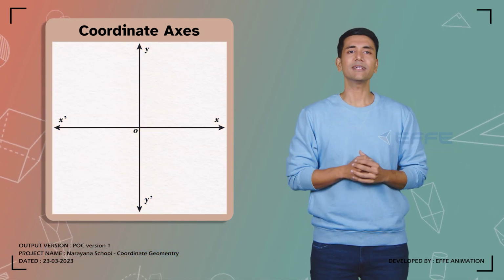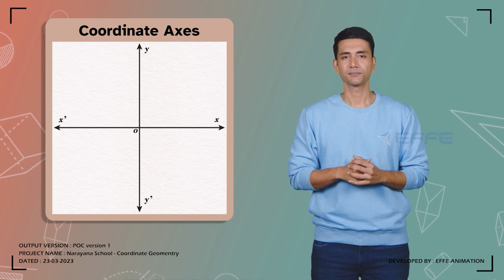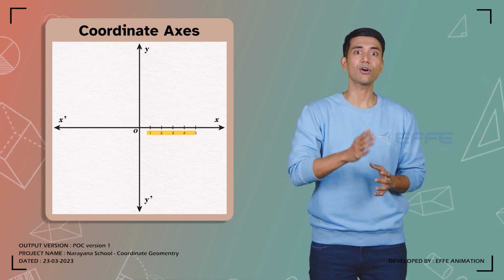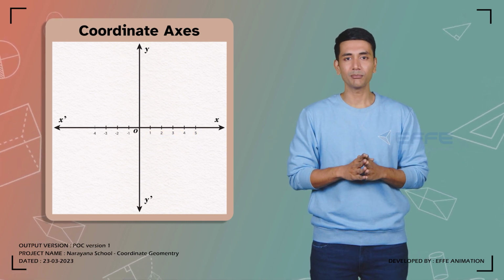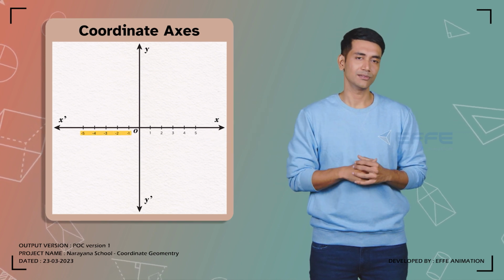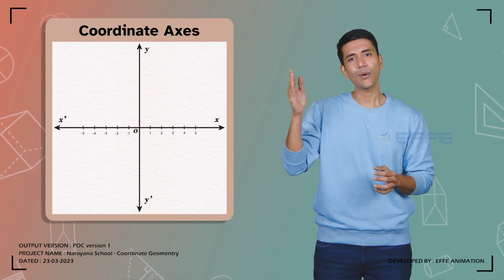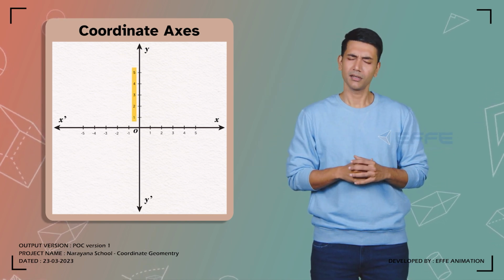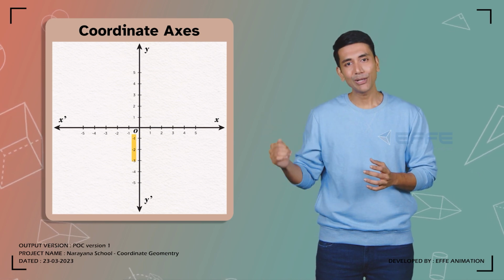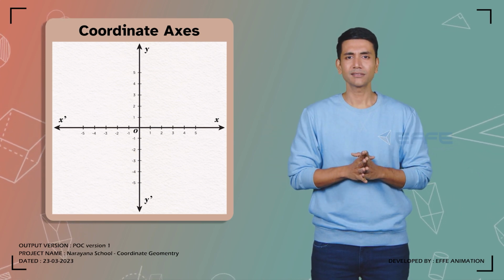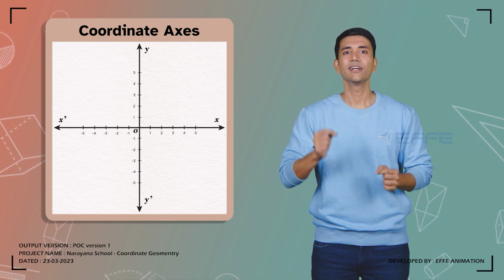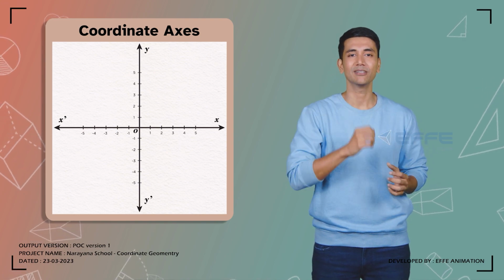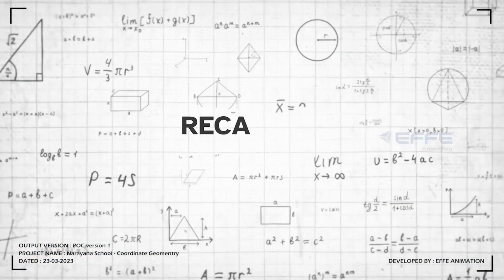Now, let us place numbers on both the axes. On the x-axis, all the positive numbers lie on the right of the origin and all the negative numbers lie on the left of the origin. Similarly, on the y-axis, all the positive numbers lie above the origin and all the negative numbers lie below the origin. These numbers on both the axes are the key to identify and mark the coordinates of any point on the coordinate plane. Now, let us recall how to do that.